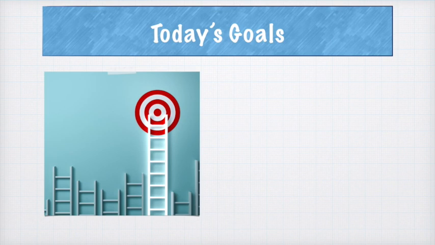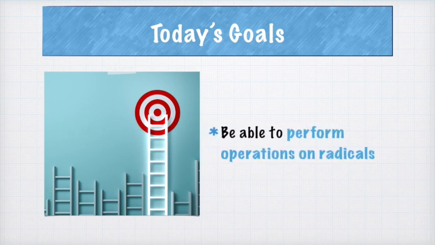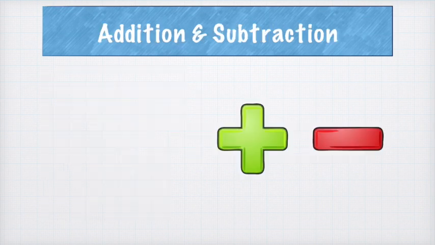So our goal is simple. It's just to be able to perform operations on radicals. So as long as we can do that, we're in good shape. Let's go over addition and subtraction.